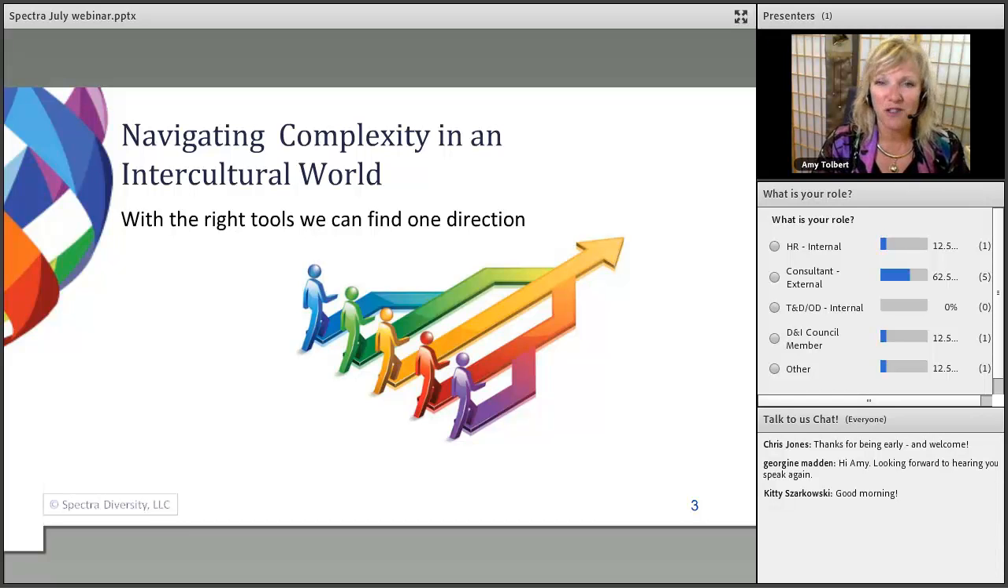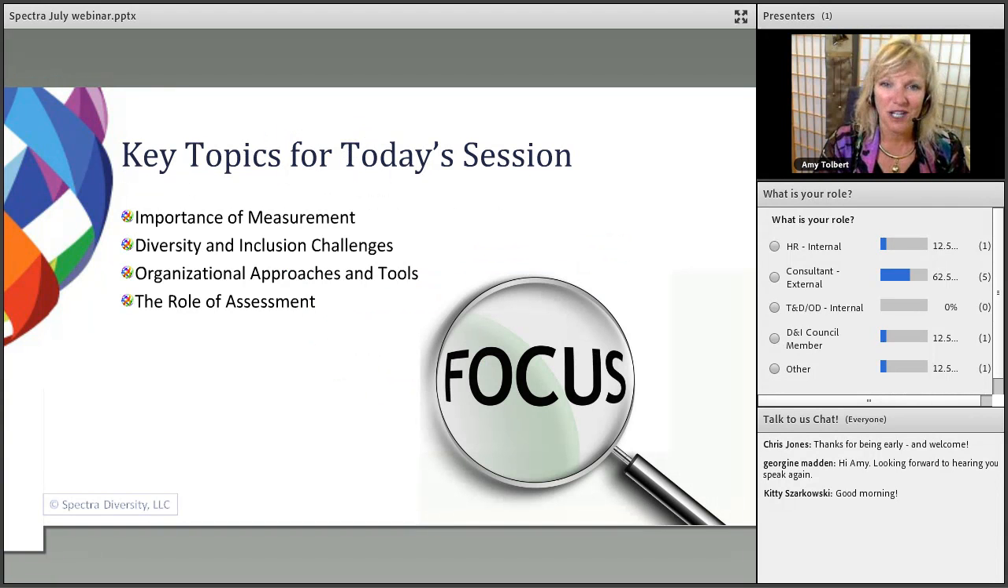We do have the chat box open throughout the entire session, so if you've got some comments or things that you'd like to share with us, please don't hesitate to chat to us, and one of our Spectra partners will be watching that closely and getting back to you.